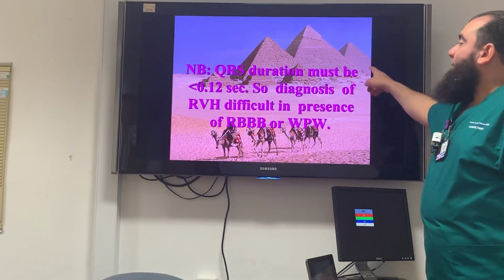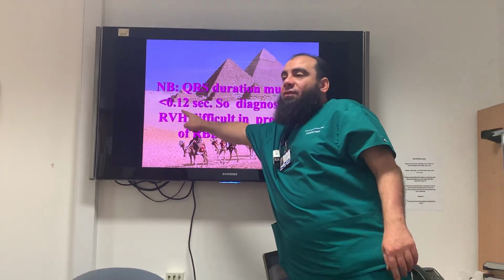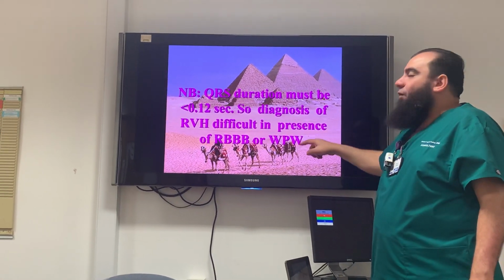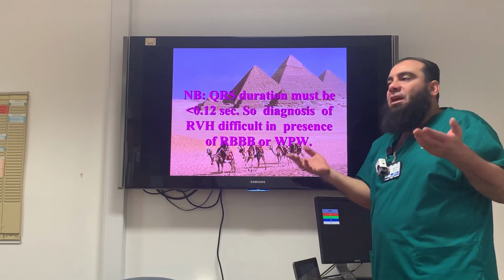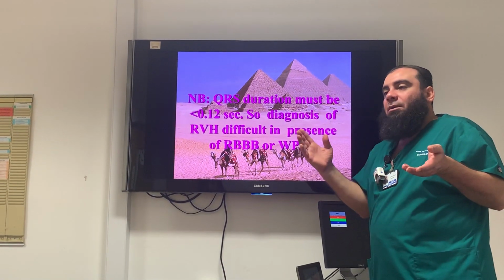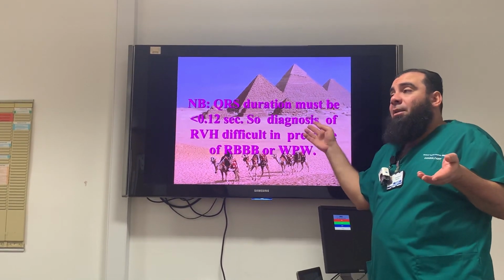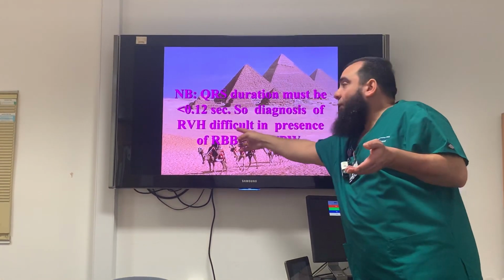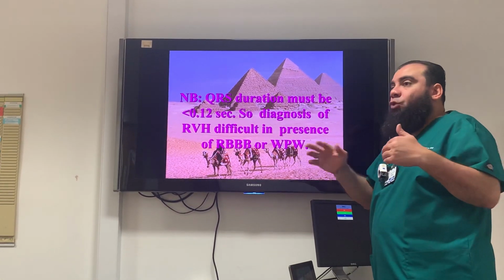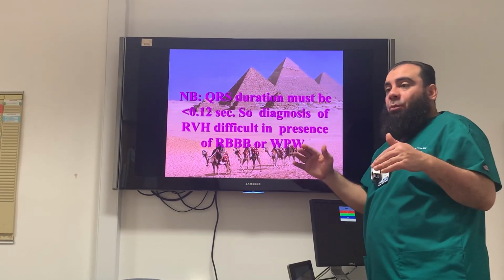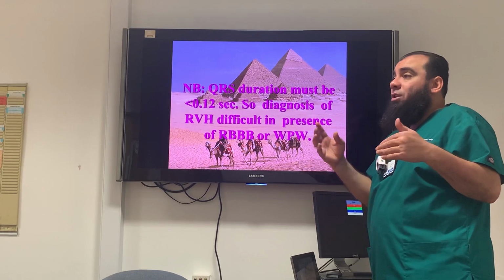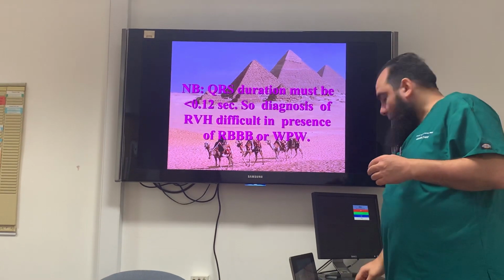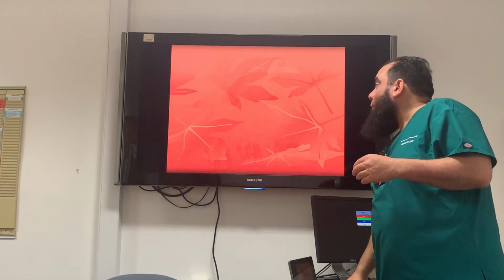The QRS must be less than 0.12 seconds. Why? Diagnosis of right ventricular hypertrophy is difficult in the presence of right bundle branch block or WPW, because both of them have tall R waves. Right bundle branch block has a positive impulse, and right ventricular hypertrophy is again positive. So if the QRS is wide for whatever reason, it is difficult to tell whether it is hypertrophy or a pathology due to right bundle branch block or WPW. So the QRS must be normal to be confident about the diagnosis.